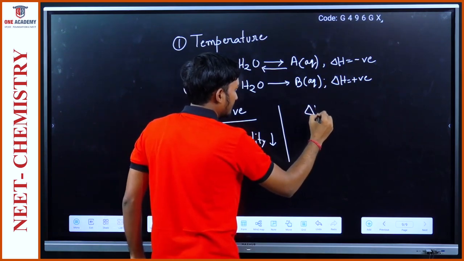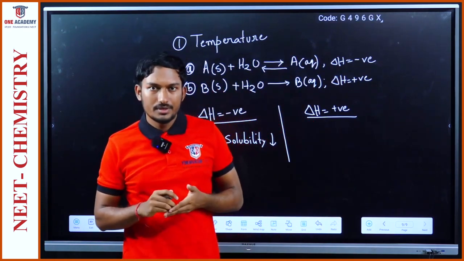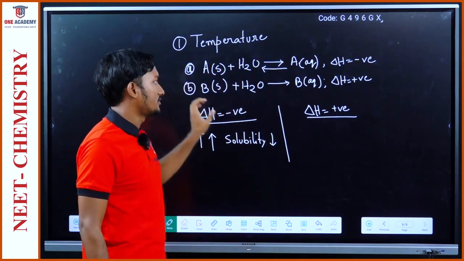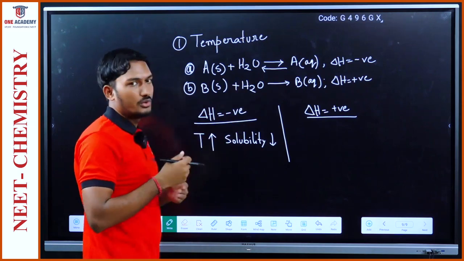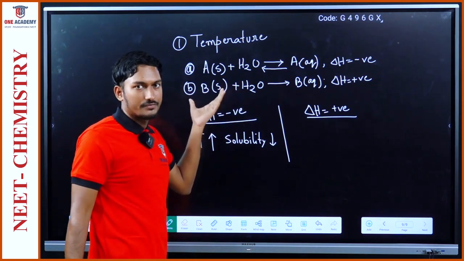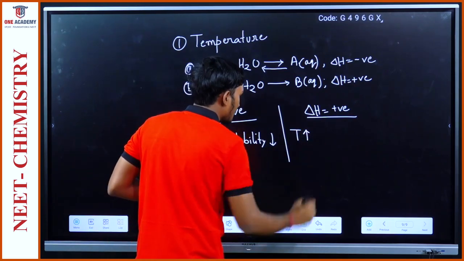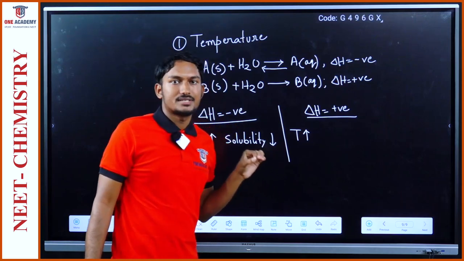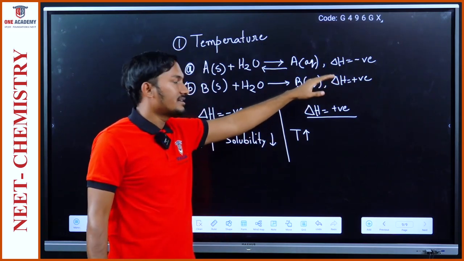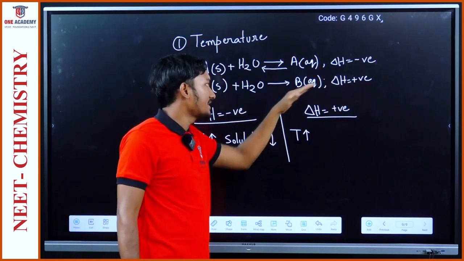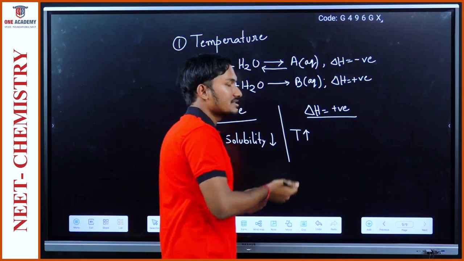Next thing, delta H positive means heat is getting absorbed, when a solute dissolves in water to form a solution. So if delta H is positive, that means the system is already cooling down because of its absorption of heat. Now if I am increasing temperature, the system will try to resist the temperature change also, like the previous one. It can resist the temperature change by moving left to right, because on the right side heat is being absorbed.